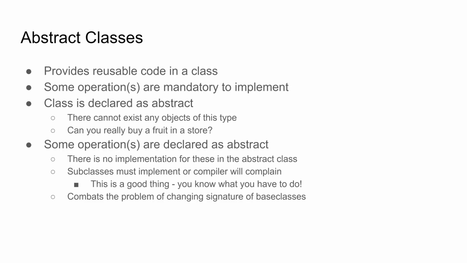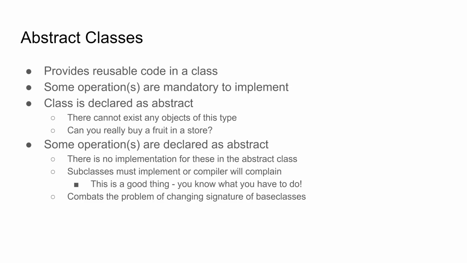So basically you declare the class as abstract, and you declare some of the operations as abstract also, and there is no implementation for these in the abstract class. So the subclasses must implement these or the compiler will complain. And compiler complaining is a good thing, because then you know what to do.